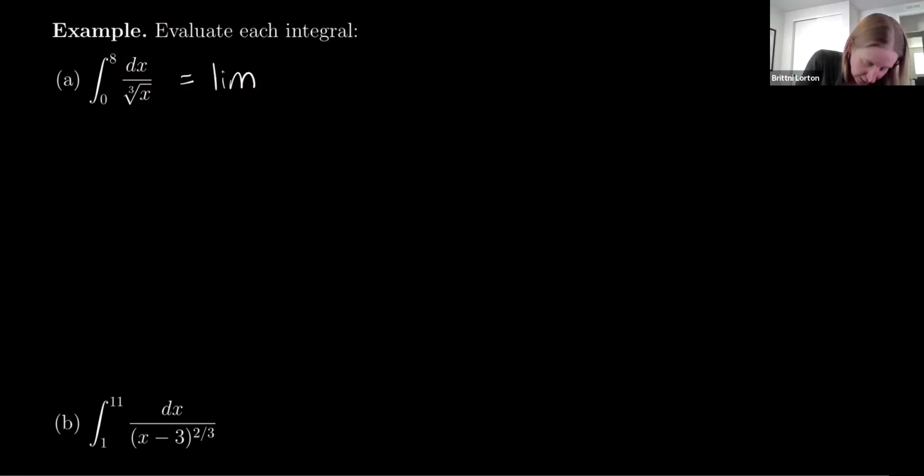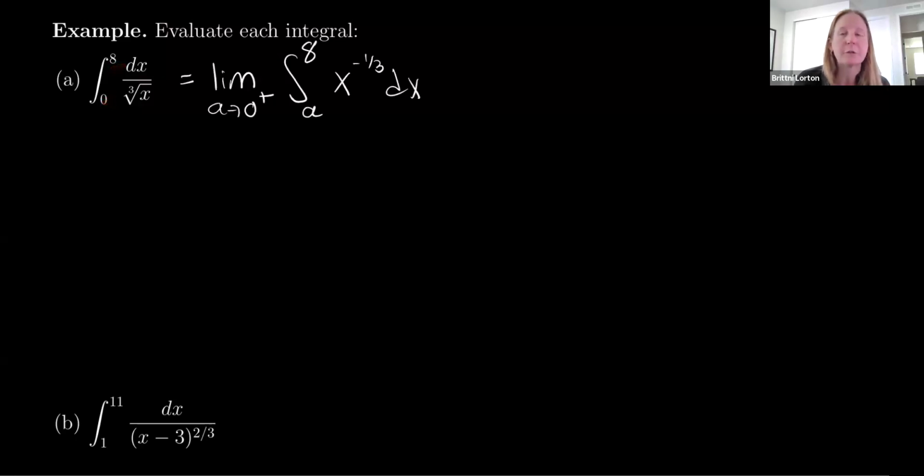So I have the limit. Now 0 was the problem point, so it's what needs to change. I just chose letter A. You can choose letter B or Q or happy face. It doesn't matter, I promise. Of 1 over the cubed root of x dx. And then you have to remember that A is approaching 0, but I'm only on the right-hand side of 0 because I'm looking at the numbers between 0 and 8, which are all on the right-hand side of 0.